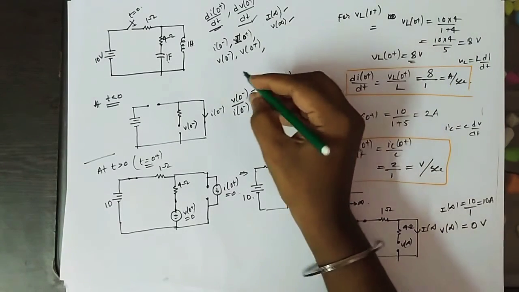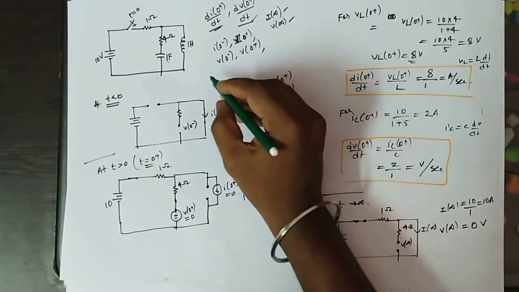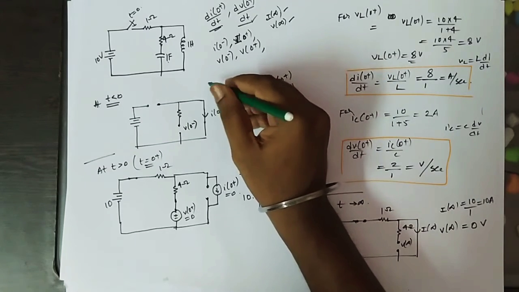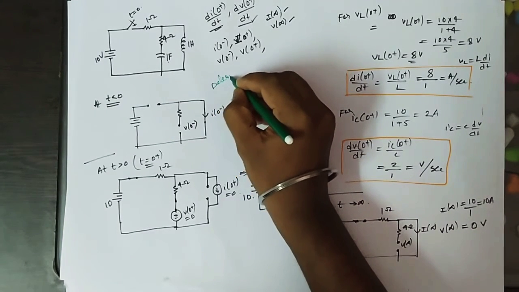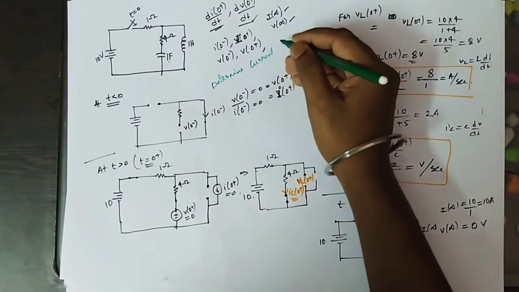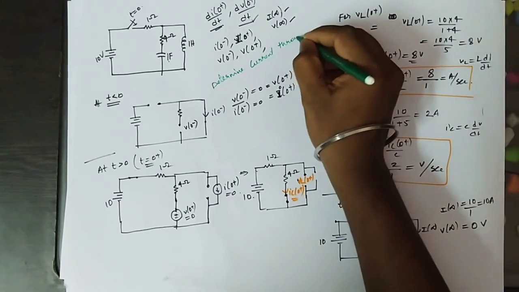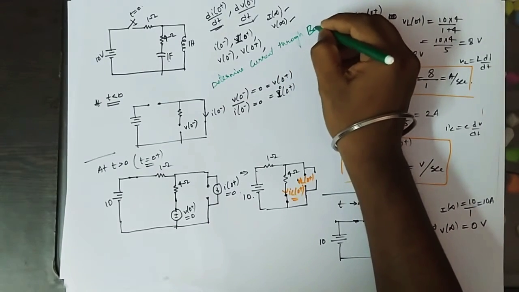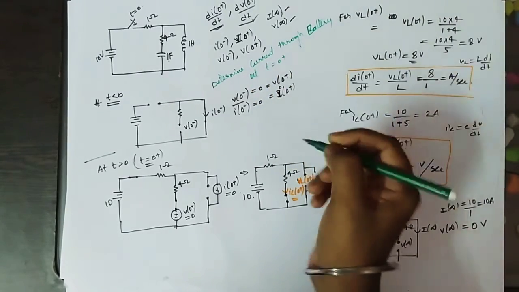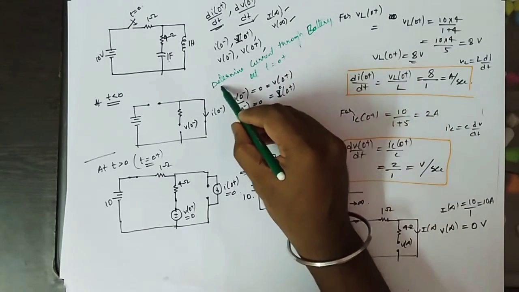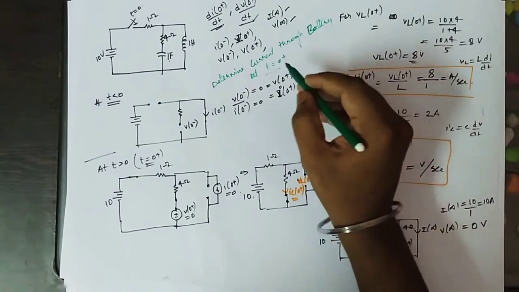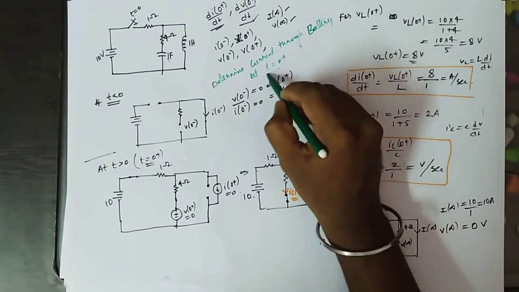Now the question may be asked like this also. Now you will be given the circuit. Now he will ask you to determine the current through battery at t equal to 0 plus. He does not ask you anything else in this circuit. Just he is asking you to determine current through battery at t equal to 0 plus.